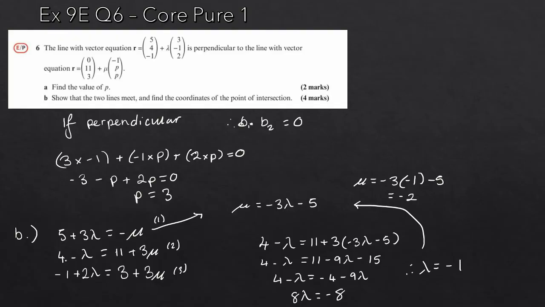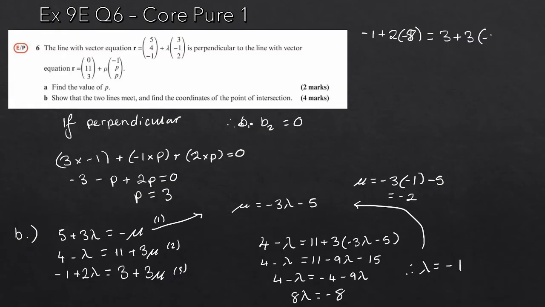So now all we've actually got to do is substitute this into my equation 3, because we didn't use equation 3 yet. So if I sub that in, what we should get is that there is no contradiction. So if I do it up here now, so minus 1 plus 2 lambda, where lambda is minus 1, so 2 lots of minus 1, is equal to 3 plus 3 lots of mu, where mu is equal to minus 2.